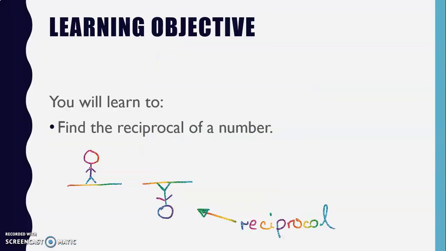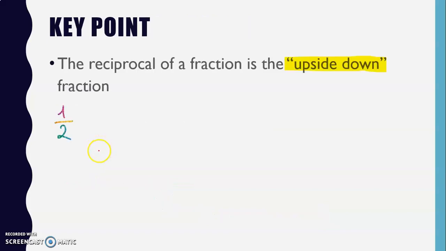T's Maths. In this video I'll be showing you how to find the reciprocal of a number. So, if the reciprocal of a fraction is the upside down fraction, then the reciprocal of 1 over 2 is 2 over 1, which is actually a whole number 2.